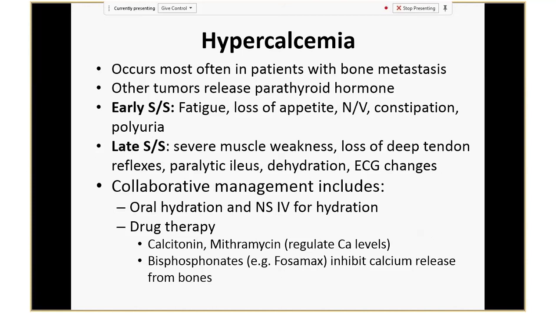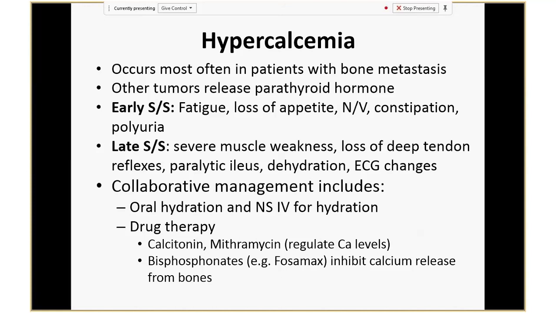Some early signs and symptoms: these people might be very tired, they don't eat very much, they could be nauseous, vomit, have some constipation, and also they pee a lot. Over time, they'll get severe muscle weakness, and if you think about this, the higher calcium you have, the less tetany you would have in the body. If you're hypocalcemic, you can have tetany where it contracts. So if you have hypercalcemia, you won't contract, so you'll have muscle weakness. You also would have loss of deep tendon reflexes, which makes sense because you're not contracting. And then you could also have EKG changes.